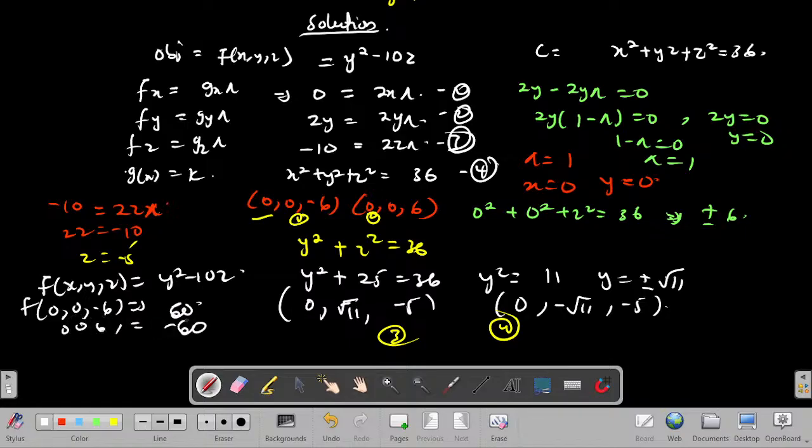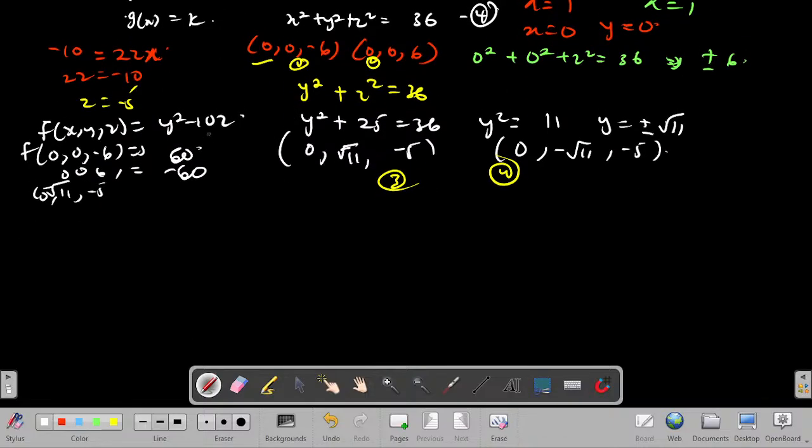You can see that. Then I have to test for 0, negative root 11, negative 5. So if y is root 11, y squared will be what? 11, right? So let me do it. Then I'll have 11 minus 10 times negative 5. That will be positive, 11 plus 50, which is 61, right? So meaning that that is more than this. So without even going further, I know the maximum.